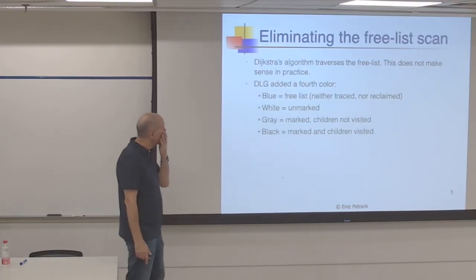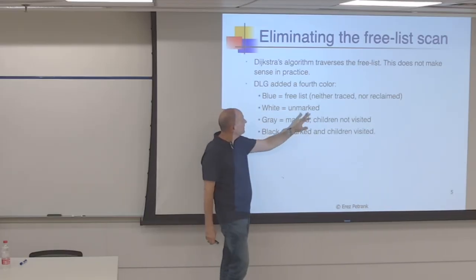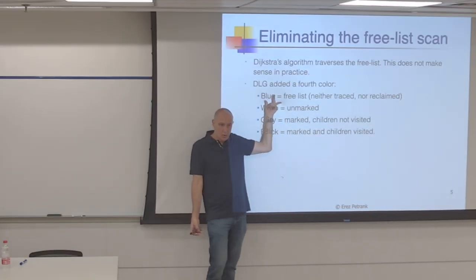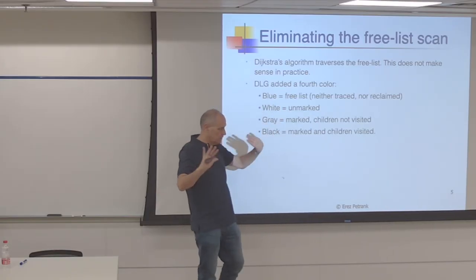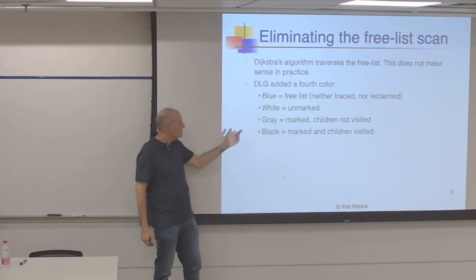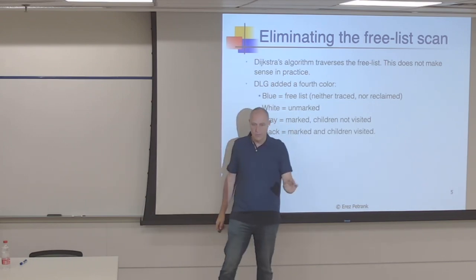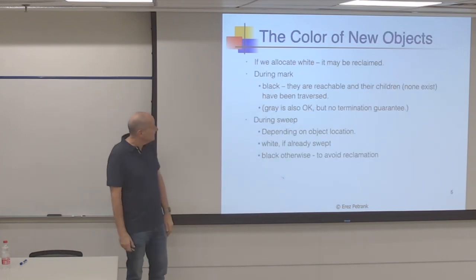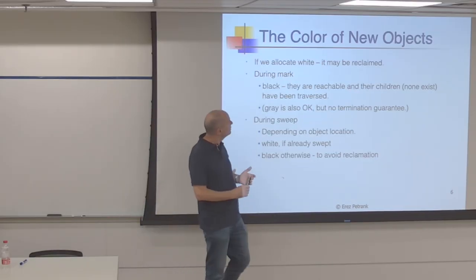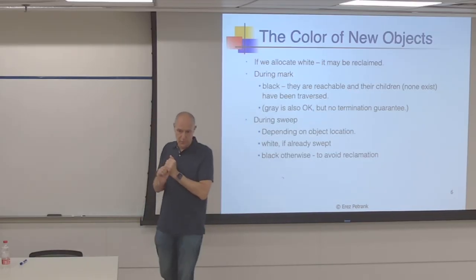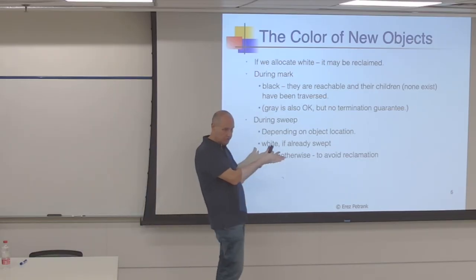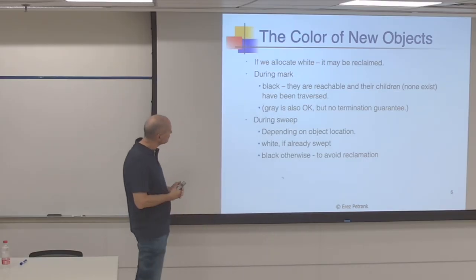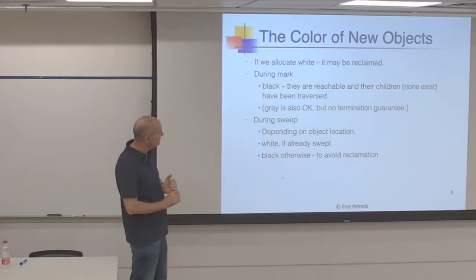So let's do this. Eliminating the free list scan, we said we're just going to add the blue. So each object that's in the free list is kind of waiting for allocation. It's free. The allocator knows that it can allocate this space, so it's blue. This is the color that we'll use. Another item that we need to cover is what is the color of a new object. So now we take something blue and allocate it and put it into the use of the program. So what color do we give it?